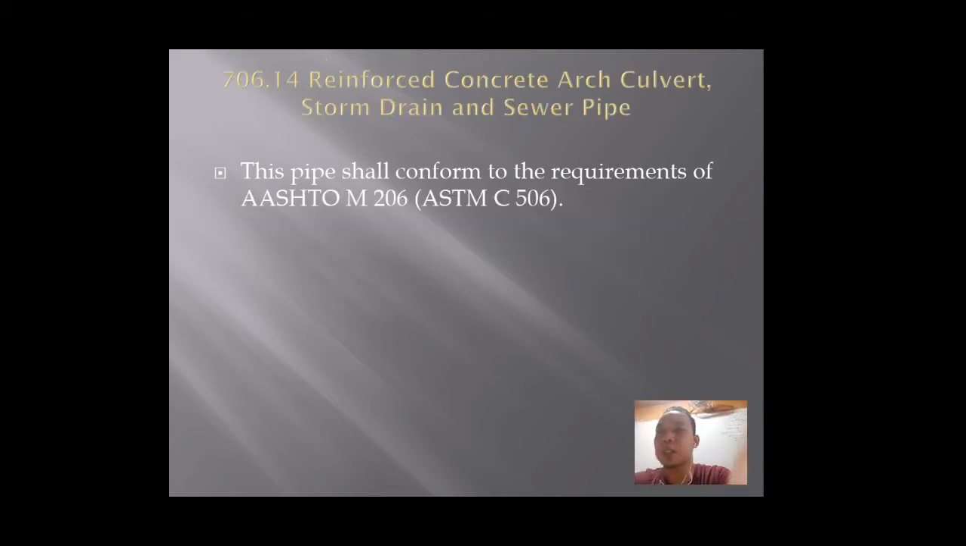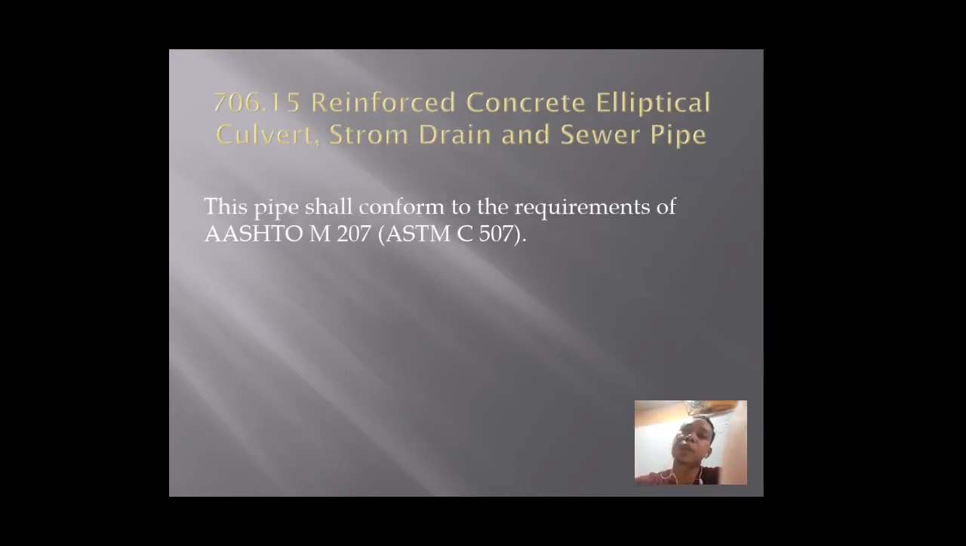Next one is 706.14, about reinforced concrete arch culvert, storm drain, and sewer pipe. It states that this pipe shall conform to the requirements of AASHTO M206. Also, sub-item 706.15, reinforced concrete elliptical culvert, storm drain, and sewer pipe. This pipe shall conform to the requirements of AASHTO M207.